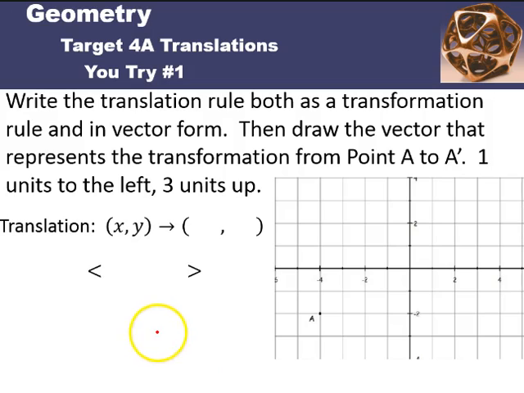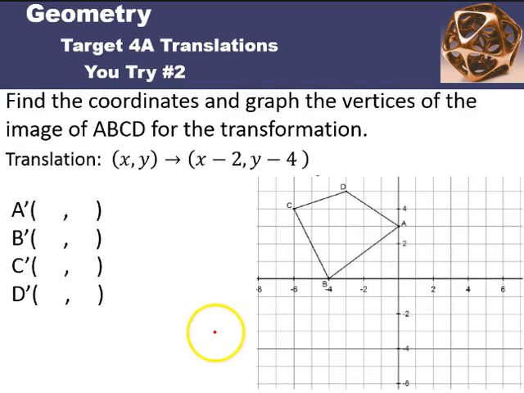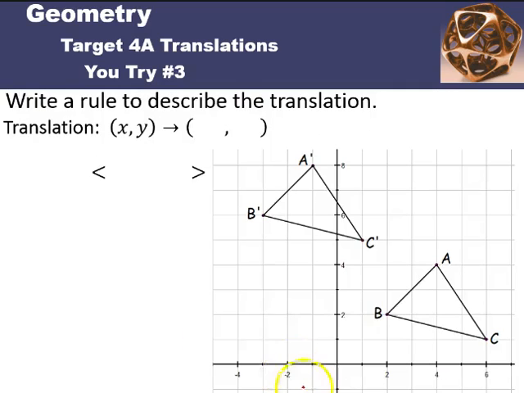So here's the first one. So you should pause it and solve it. Here's the second one. Again, you should pause it and solve it. And here's a third one. Again, pause and solve. And that's it. Good luck.